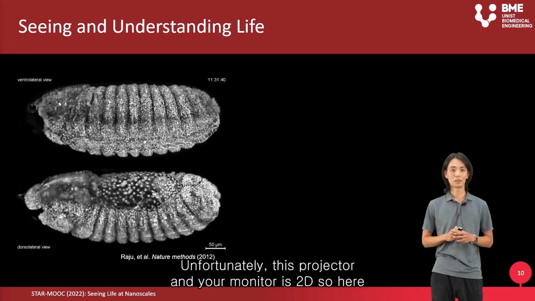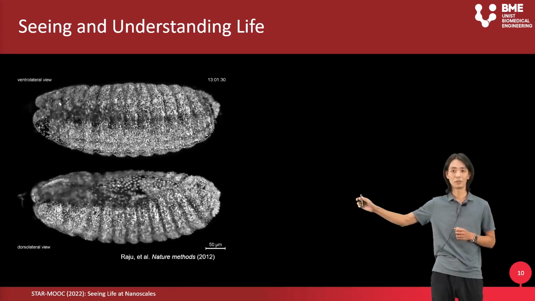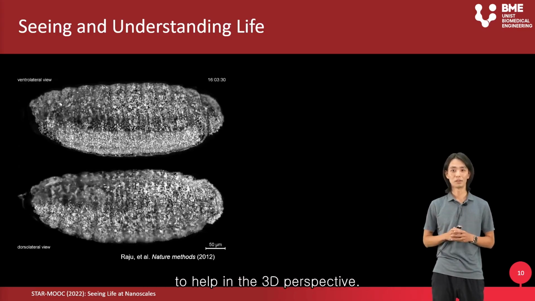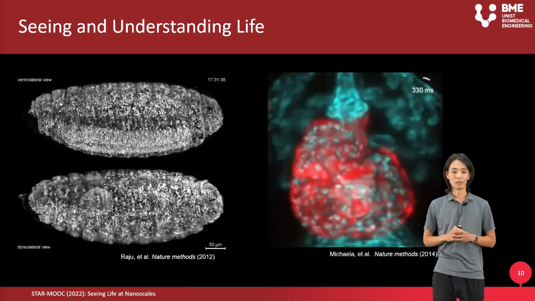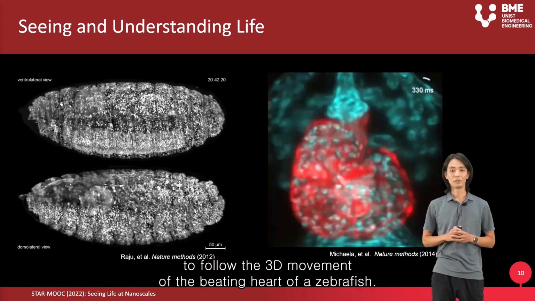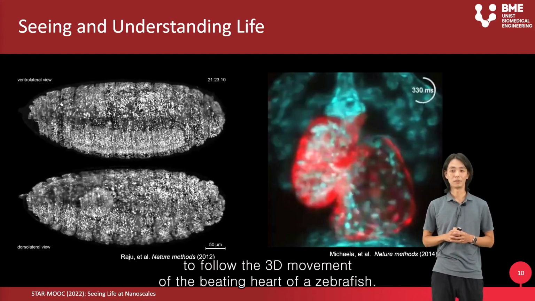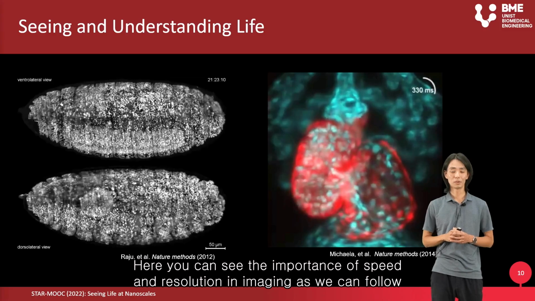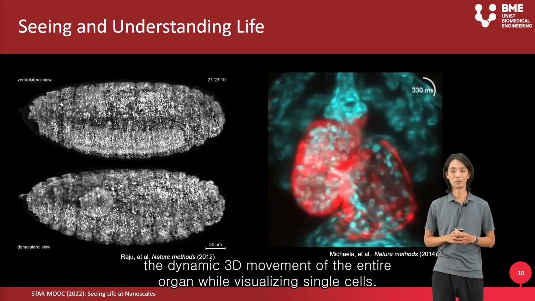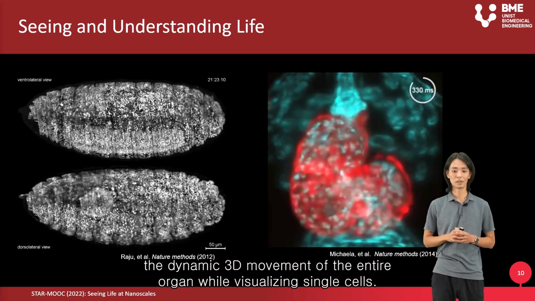Unfortunately, this projector and your monitor is 2D, so here we are showing two different perspectives to show kind of quasi-3D perspective. We can even optimize microscopes, in this case, to follow the 3D movement of the beating heart of a zebrafish. Here you can see the importance of speed and resolution in imaging, as we can follow the dynamic 3D movement of the entire organ while visualizing single cells.